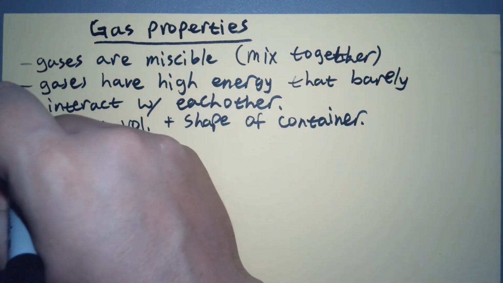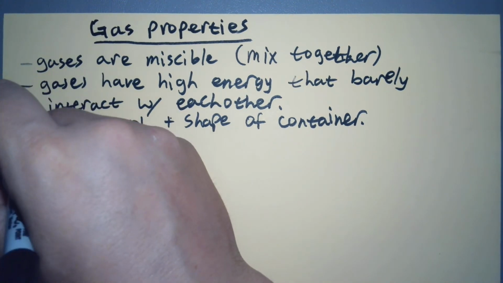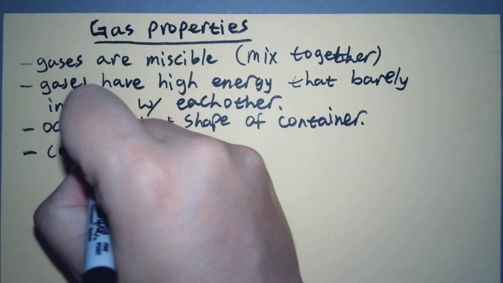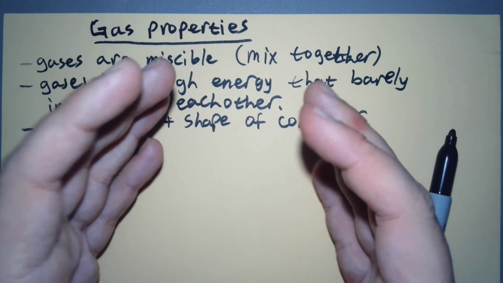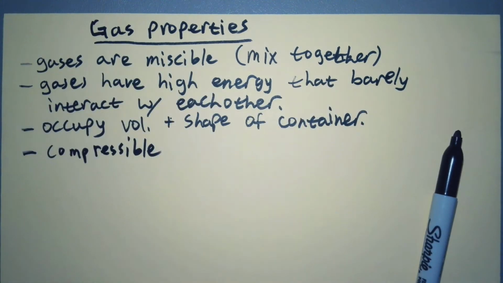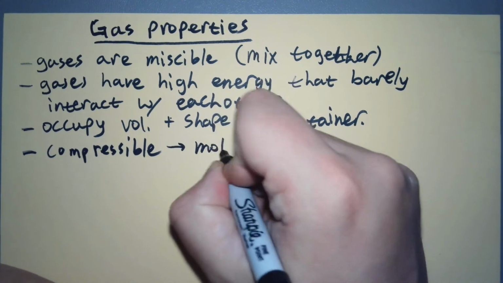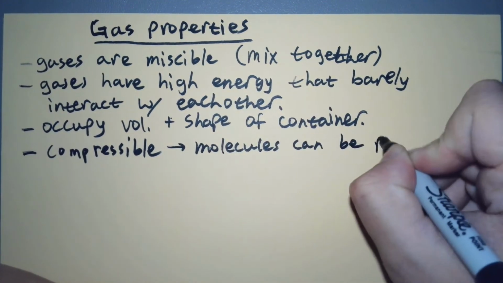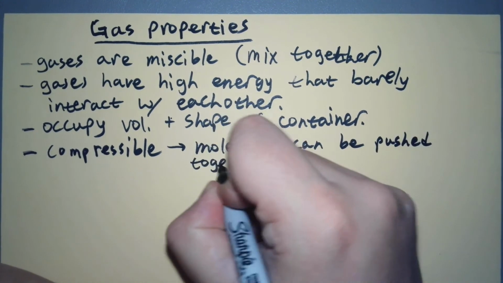And this is a big one that we didn't really talk about before, but it's going to be very key for what we talk about in the rest of this video. Gases are compressible. So we can take a gas and we can squeeze down the volume it occupies. So we can push the molecules together. And that makes it so that they occupy less volume.